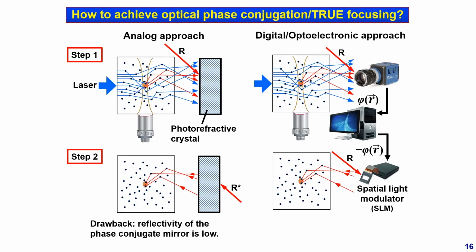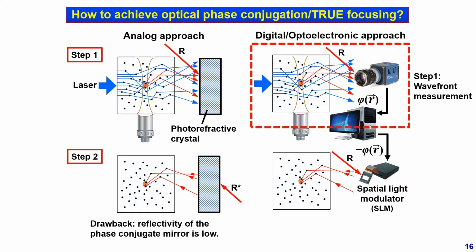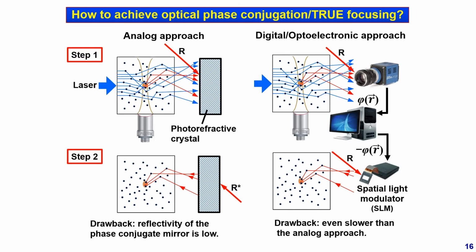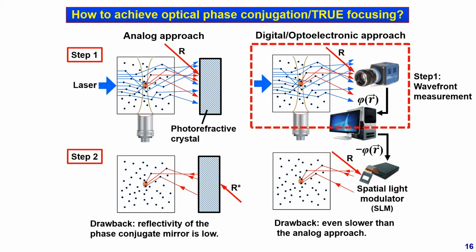As you can see, this approach involves two steps. One is wavefront measurement, the other is wavefront generation. However, both steps are slow. First, I will introduce how we improve the wavefront measurement.